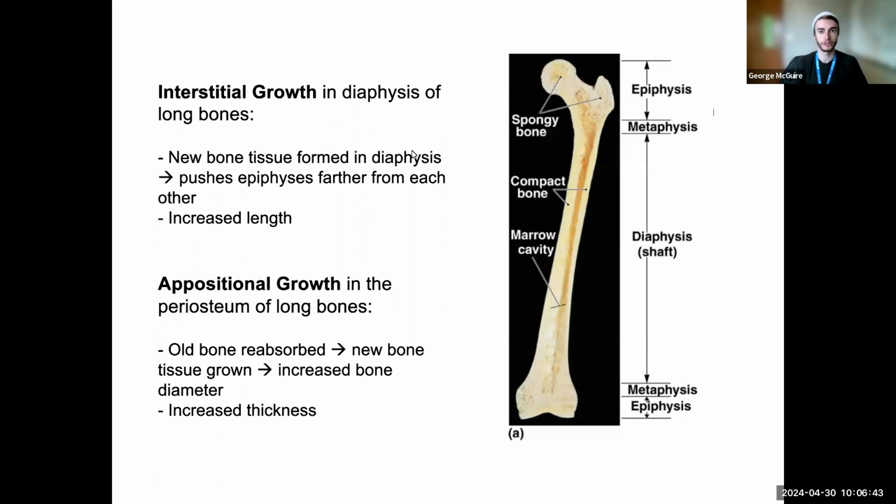Then interstitial growth, where new bone tissue is forming in our diaphysis, that's going to push these epiphyses farther from each other. So interstitial is going to be between our epiphyses, pushing those epiphyses farther away from each other, so lengthening the bone, more and more bone tissue, allowing that diaphysis, the shaft, to grow in length. And then appositional growth is going to be in the periosteum, so all the way around the outer membrane here, which is going to remodel bone, making it more and more compact and dense, increasing the thickness of that bone, so making it more structurally secure, I suppose, in that case. So interstitial for length, appositional for thickness.